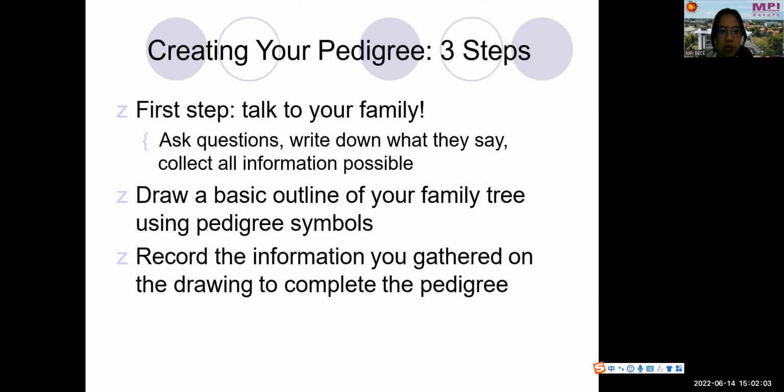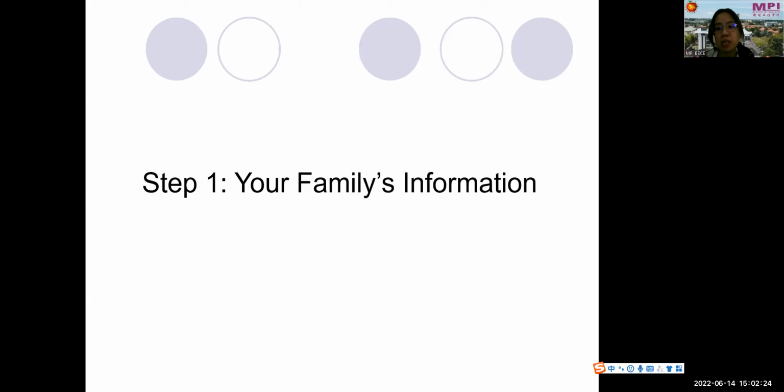So when we create this genogram or pedigree, there are 3 steps. Okay, first step, of course, we will be talking about your family. You need to write down all the basic information of the family tree. Then record the information you gathered and draw it to complete it.